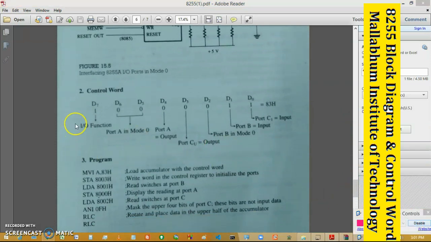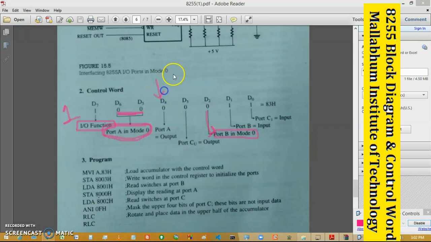Now in the case of the control word format, this bit is reserved for IO operation. So for IO mode, this bit must be 1. For port A in mode 0, this is a mode 0 operation. From the beginning I am telling that it is a mode 0 example. For that purpose these two bits must be 0. For 00 it is mode 0. Next, bit D2 is also for the mode of operation, mode 0 or mode 1, so it is 0 for mode 0 operation.